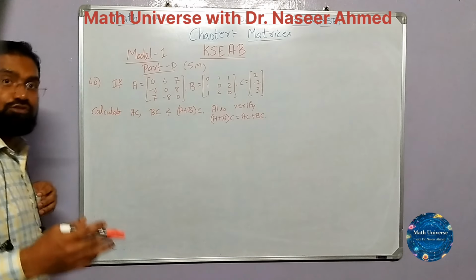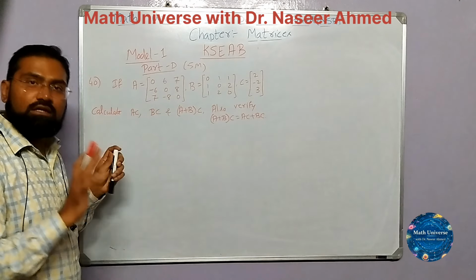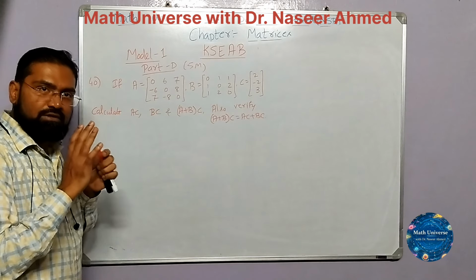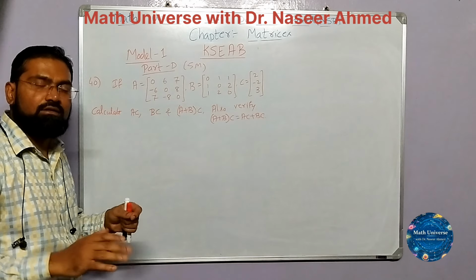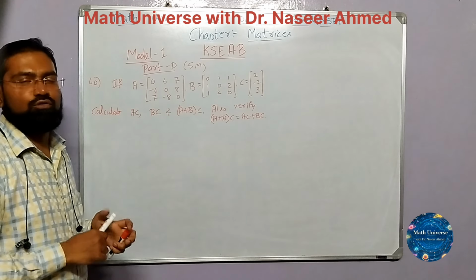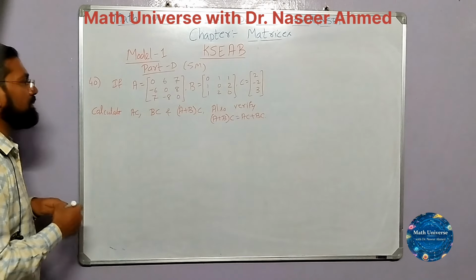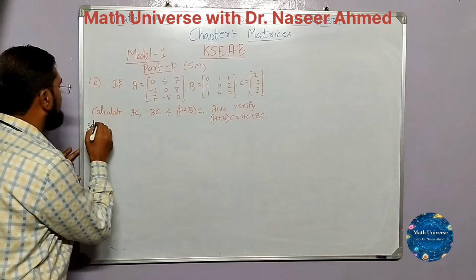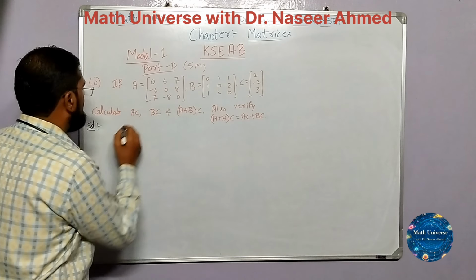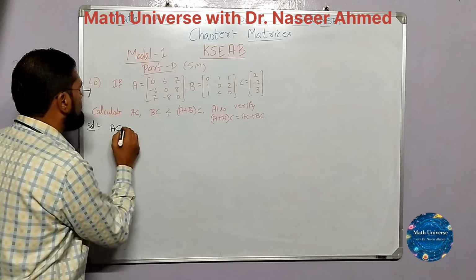And I'm using the words show that because as soon as the order is right for addition and the multiplication condition is satisfied, surely it will be true, because it's a property. It will be true for all matrices as soon as it is defined. Now let us go one by one. First they want AC. So we are going to learn matrix multiplication again.